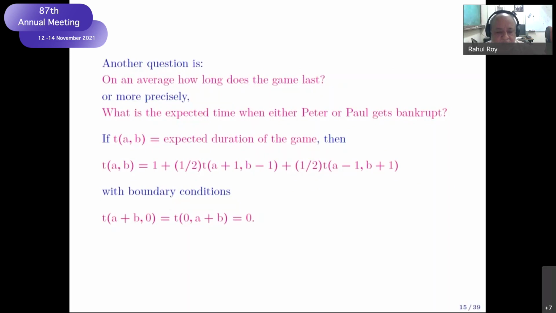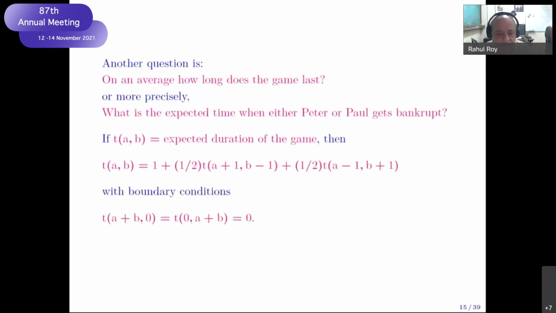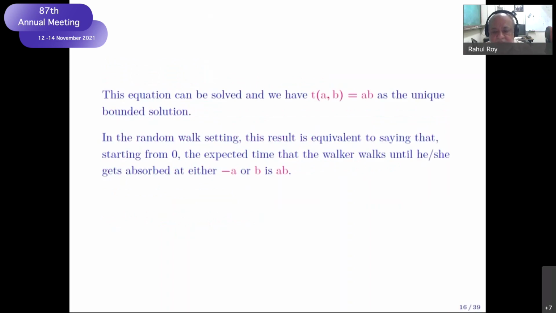For this, if T of A, B is the expected duration of the game, then again we can write a very similar equation, except that we have to add 1 because it takes 1 unit of time to move to either the left or to the right. And if it moves to the right, then Peter's fortune is A plus 1, Paul's fortune is B minus 1, etc. And these are the boundary conditions, just like earlier, except that this has to be 0 because one of them is bankrupt. And from here we can actually solve it, and we get the solution as T of A, B, the average time, is A times B.